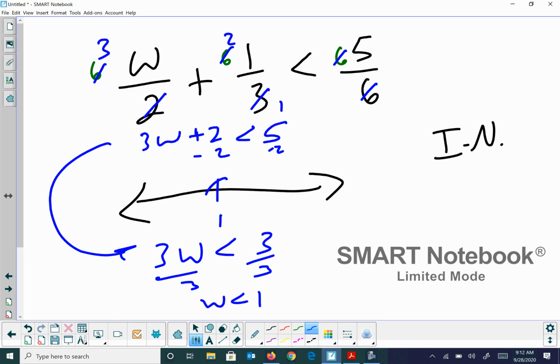So if I have 1 here, I have an open dot, shading it this way. That goes to negative infinity. The interval notation, read it from left to right. So negative infinity to 1, rounded bracket.